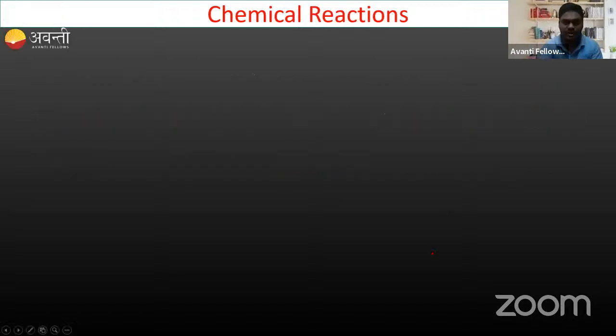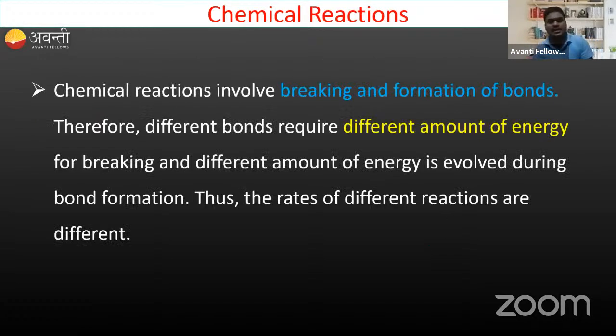Now, how will you define a chemical reaction? What is a chemical reaction basically? A chemical reaction involves breaking and formation of bonds. Therefore, different bonds require different amounts of energy for breaking, and different amounts of energy are evolved during bond formation. Thus, the rates of different reactions are different.